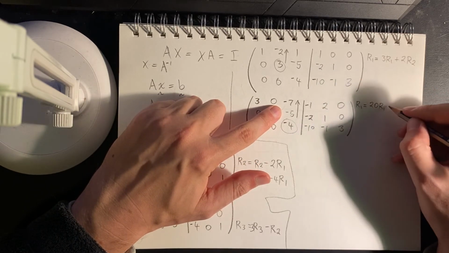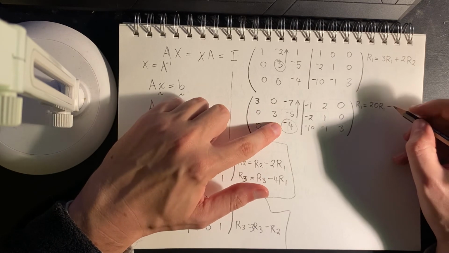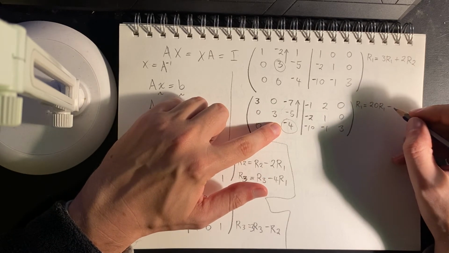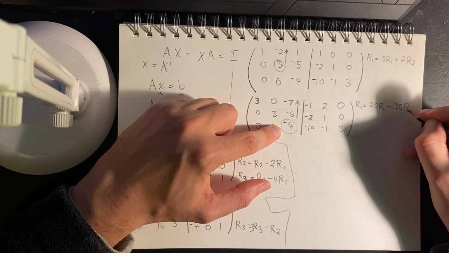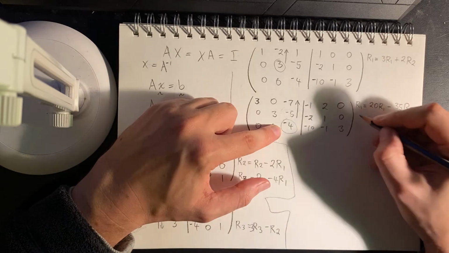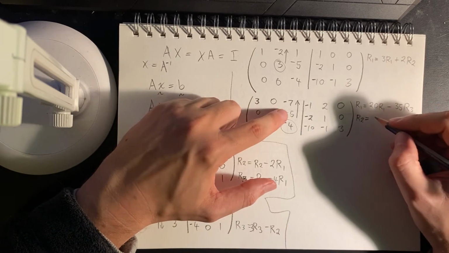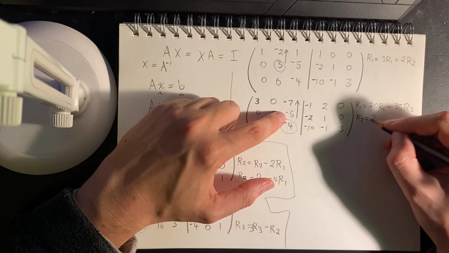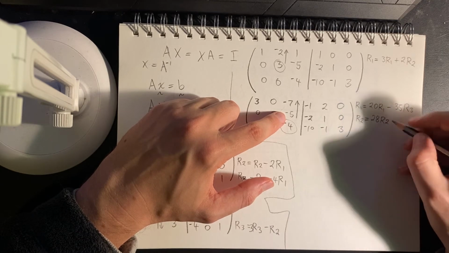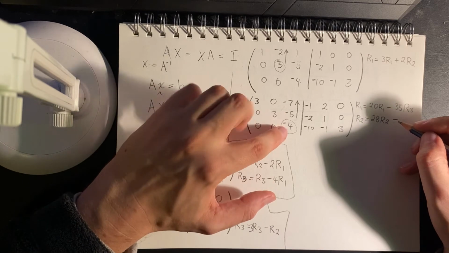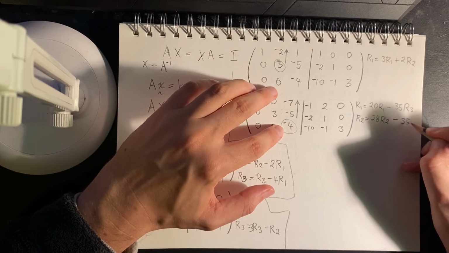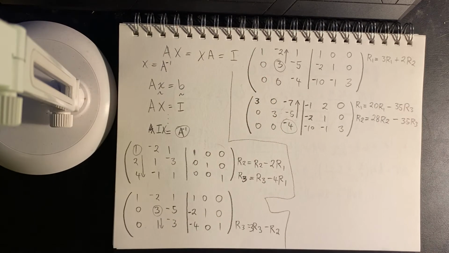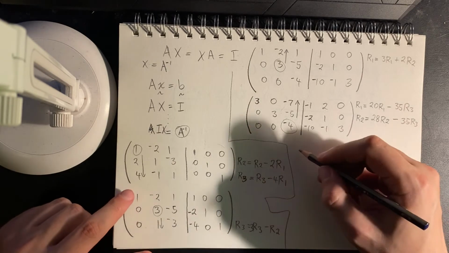So I'm going to say row 1 will be 20 row 1 minus 140. That's 35 row 3. And then row 2 will be 28 row 2 minus 35. It's not fun. Look, we have computers for a reason. Anyway, where was I?